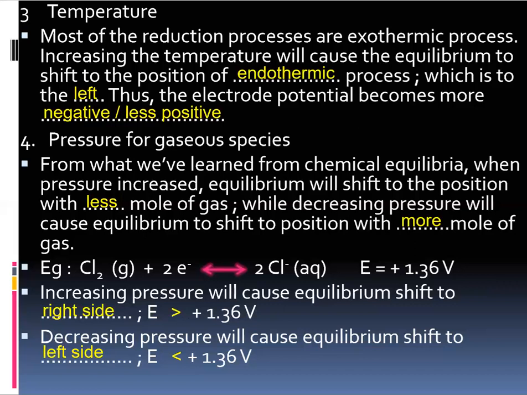Once you know the effect of that particular factor, whether it is temperature, pressure, or nature of the metal, you must be able to tell whether it will shift the equilibrium to the right or to the left. These are the major things that you need to know from all these factors we are discussing.